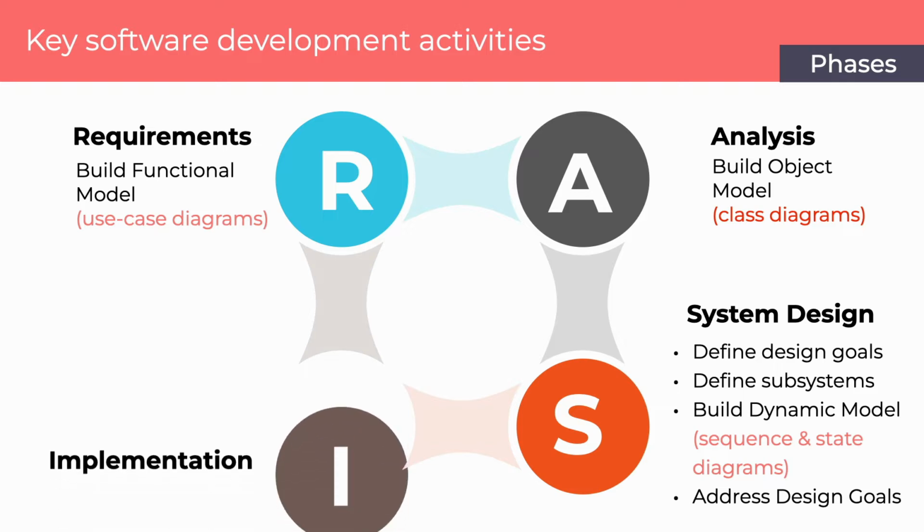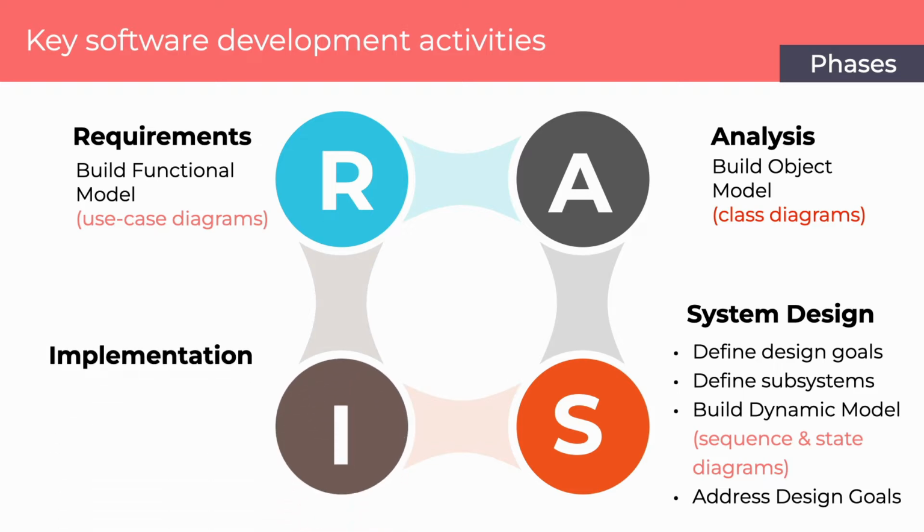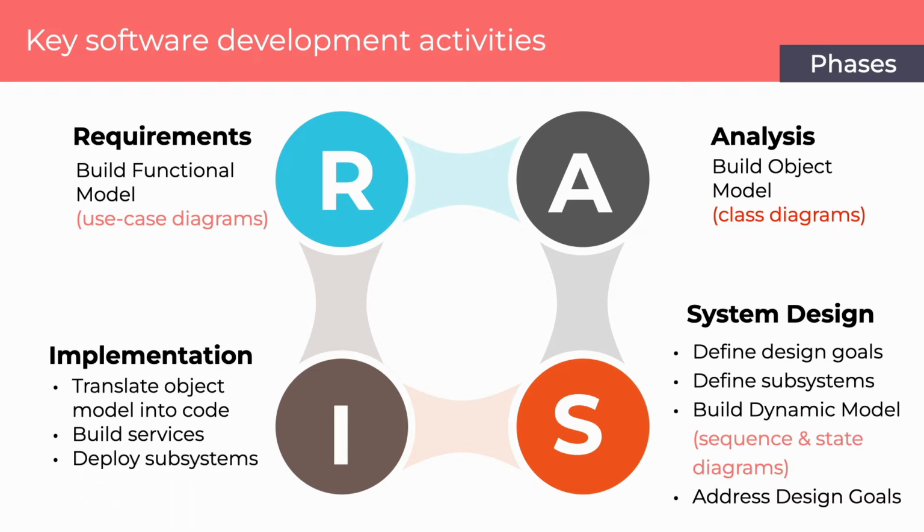The implementation phase. This is the last phase where we take a design and start building out the system. We use the functional model to flesh out and build the UI UX experiences for a system. We translate the object model into code by creating classes. We use the dynamic model to define services and interfaces. And finally, we build and deploy all of these to get a system up and going.